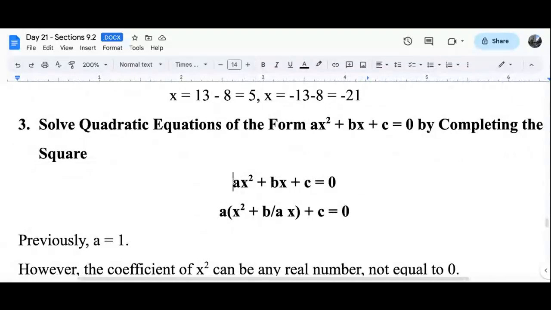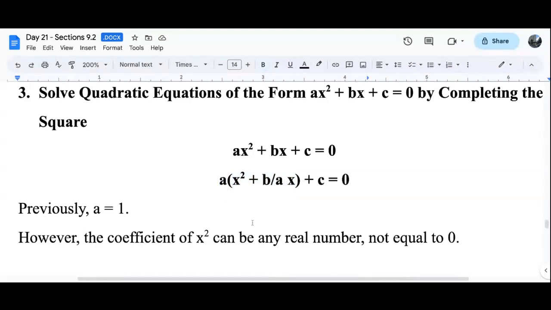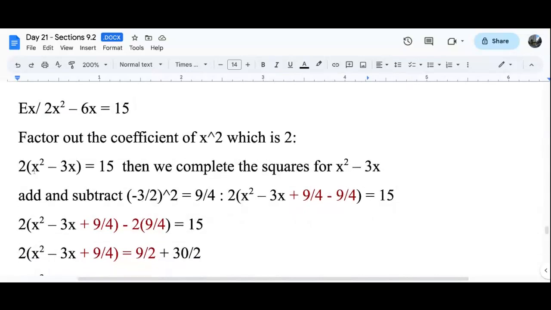Okay, now, a is not 1 anymore. In general, we have ax squared plus bx plus c. So what do we do? We factor out a. Then the rest will be the same as before. All right. Let's see this one. Now we have 2x squared minus 6x plus 15. So we factor out 2 first. So we get 2 times parentheses x squared minus 3x.